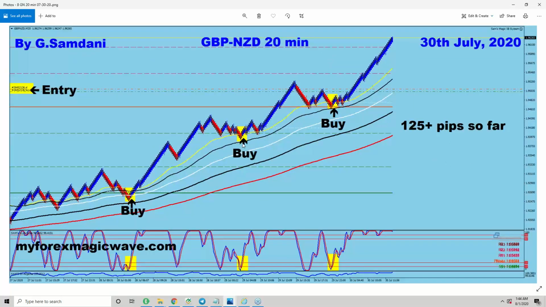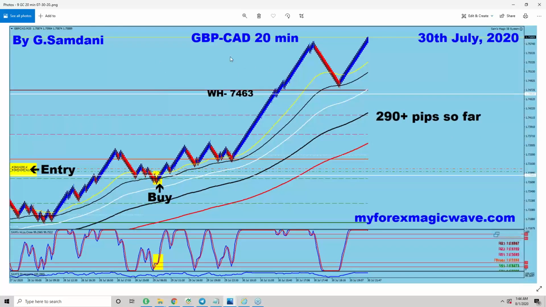And pound Aussie again. We just saw this one, and then again a little retracement, and boom, gone. 125 pip on the 30th, pound Aussie. And pound CAD, this is like 2 days worth of trade. The entry was on the 29th and closed at the end of the 30th, July 30th, and a total of 290 pip. You can see, beautiful.